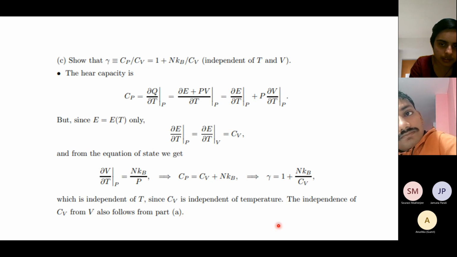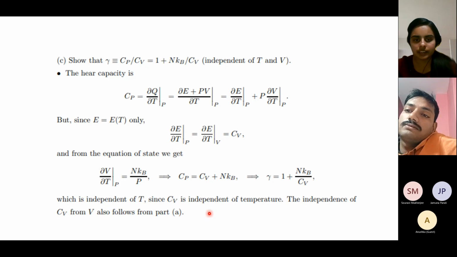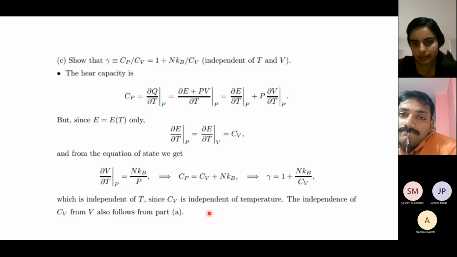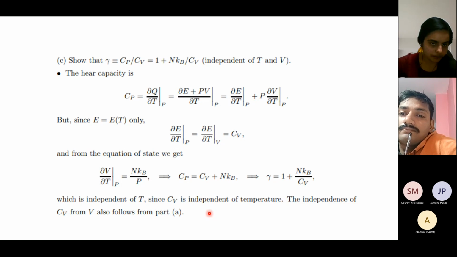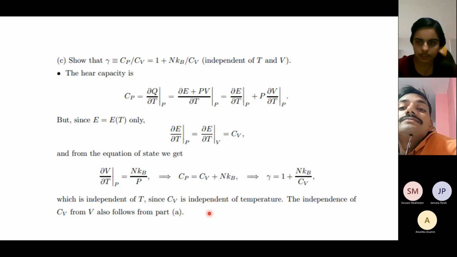Is that clear? You'll find that the term does not have a volume. It's not dependent on volume. So if you are asked whether CP or CV or any such term is independent of some other factor, the first thing that should come to your mind is that the differentiation with respect to that term should be equal to 0. Okay?